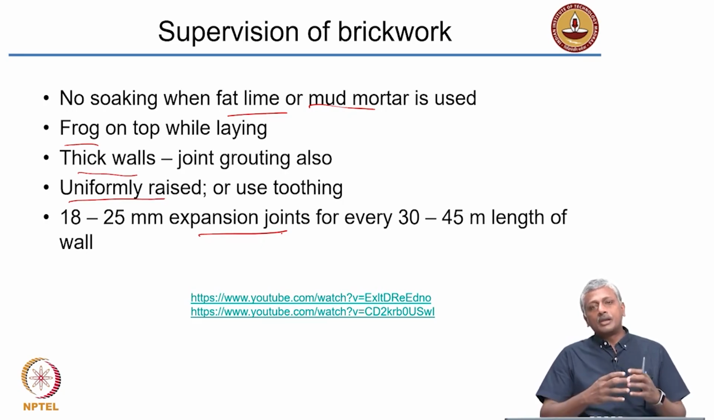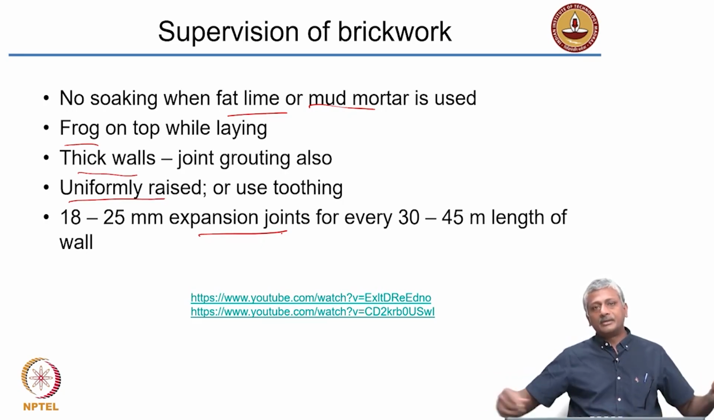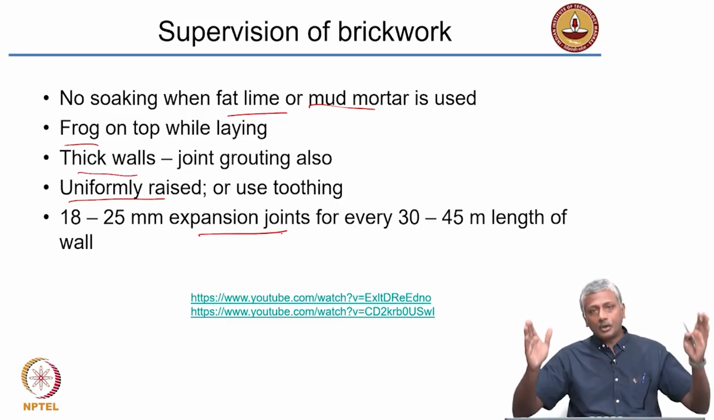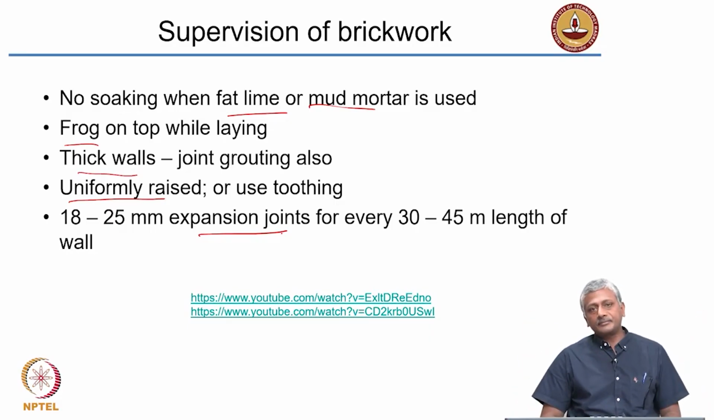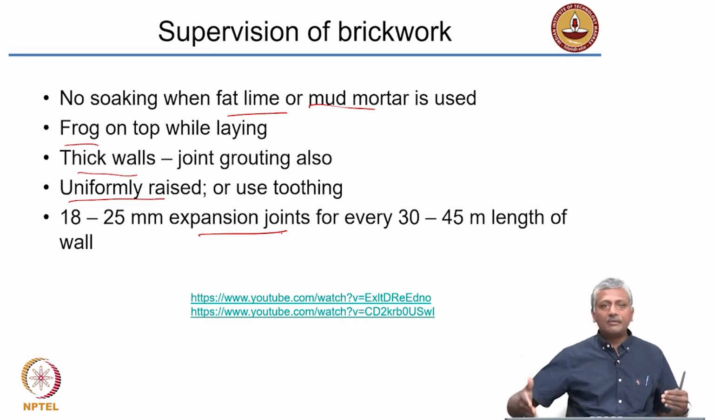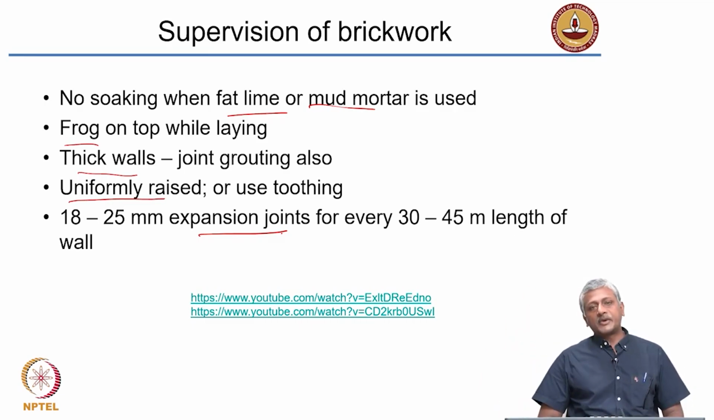So, if the wall is of a very long length, the accumulated stresses over a very long length will be too high and cause the wall to crack. So, instead of this, what we typically do is, in between the wall at every about 30 to 45 meters length of the wall, we leave what is called an expansion joint.